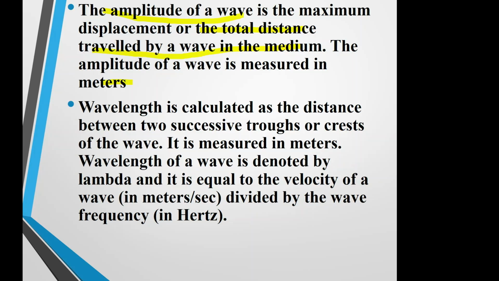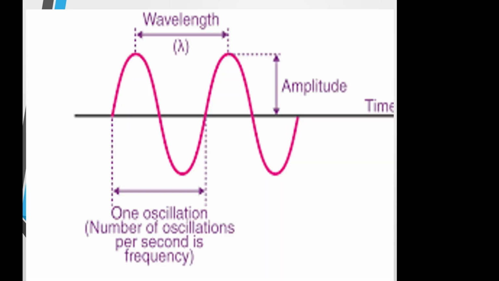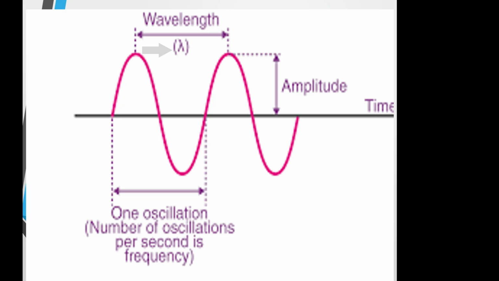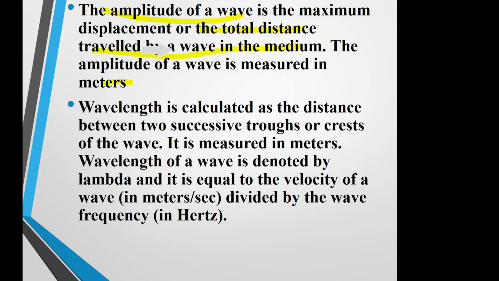Coming to the wavelength, wavelength is calculated as the distance between two successive troughs or crests of the wave. It is also measured in meters. This is the crest and this is the trough. So the wavelength is either the distance between two successive crests, or the distance between two successive troughs. The wavelength of a wave is denoted by lambda, and it is equal to the velocity of a wave, in meters per second, divided by the wave frequency, in hertz.